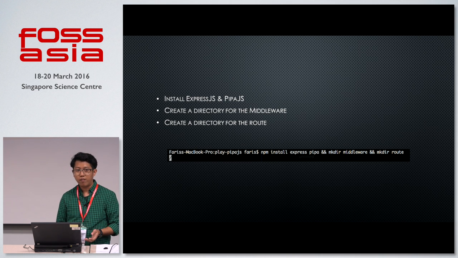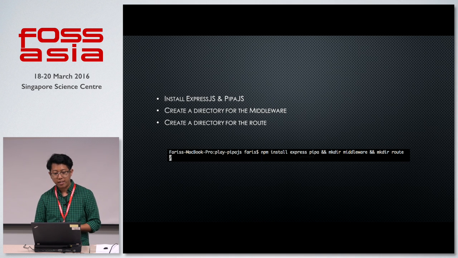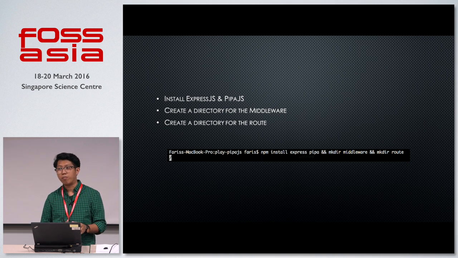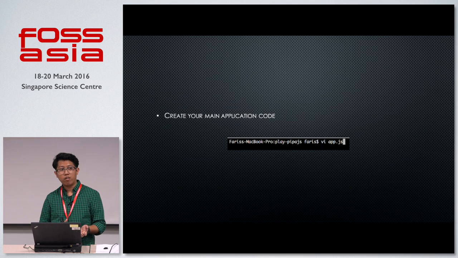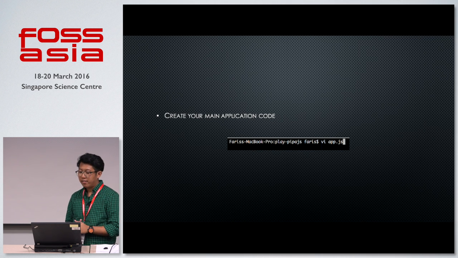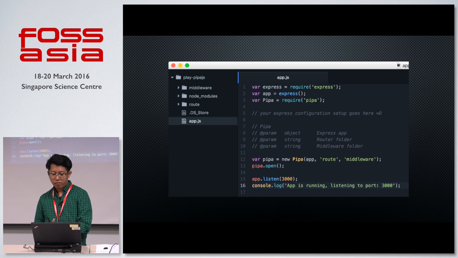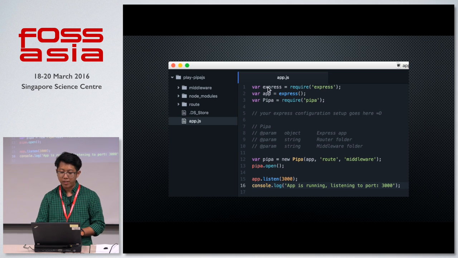First of all, as usual, if you want to use ExpressJS, just run npm install for ExpressJS and PipaJS itself. Create a directory for your middleware folder, let's call it middleware right here, and then create another folder for routes, which we call route now. And then we create the main application code.